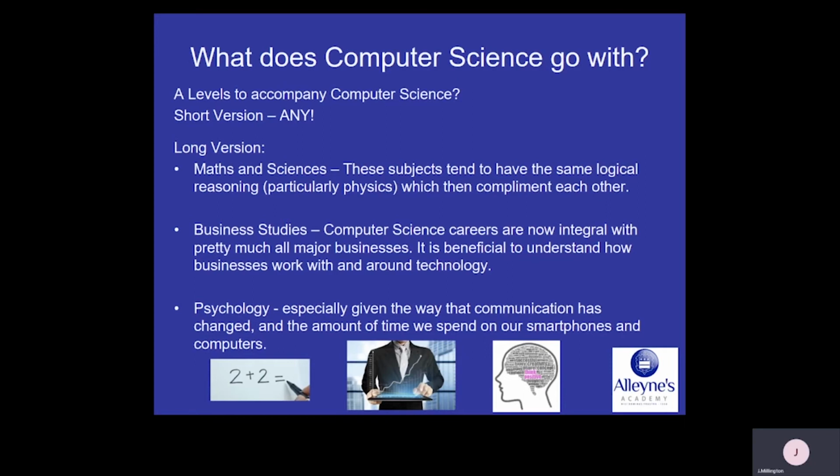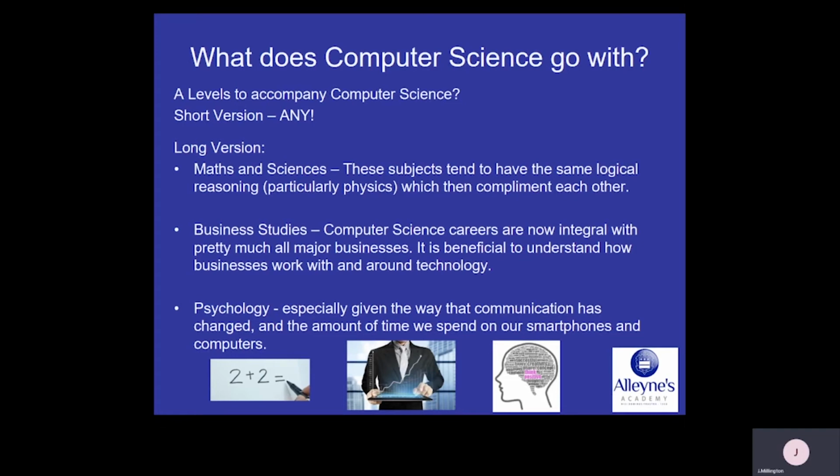However, you could opt for business studies because pretty much all careers within computer science will have at least something to do with business. So that is quite a nice complementary subject as well. You could link it to pretty much anything. Even, for example, psychology, or sociology for that matter. Think of how communication is changing due to technology.